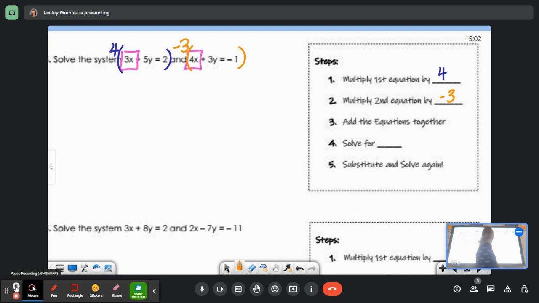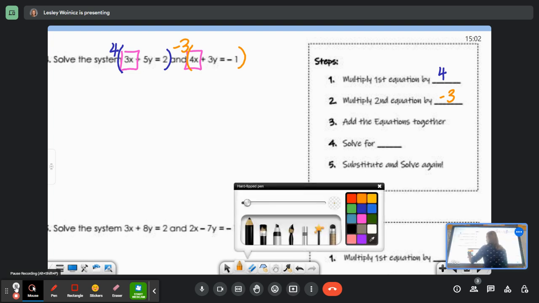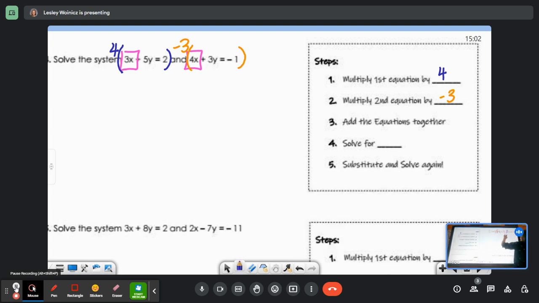Okay. But it really works either way. It's just nicer if you can remember. So 4 times 3x is 12x. 4 times 5y is 20y. 4 times 2 is 8.